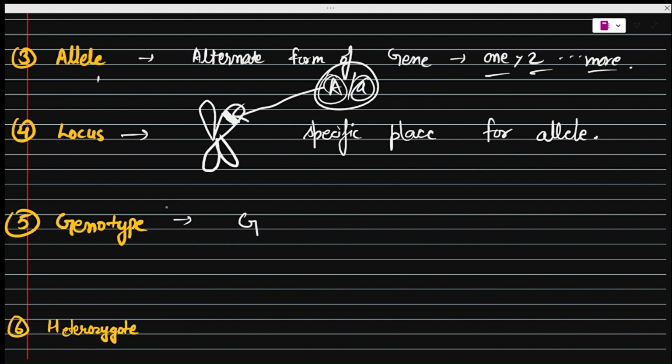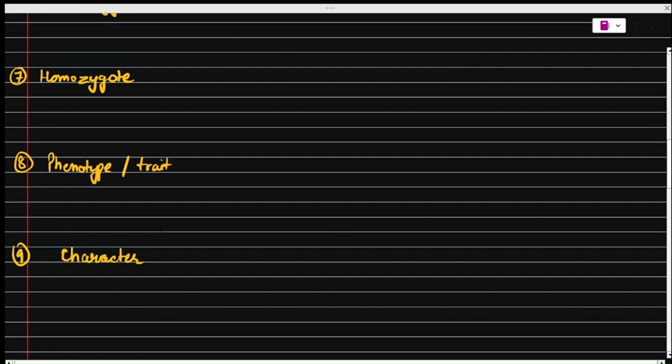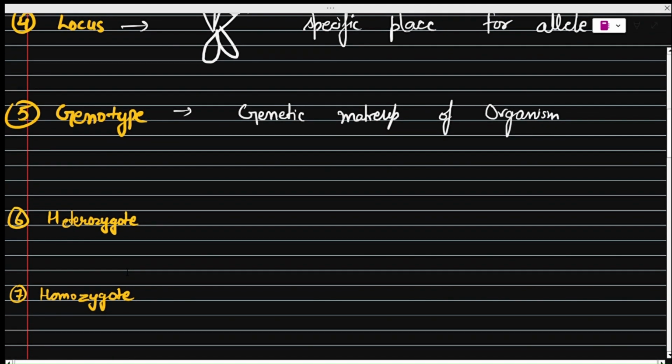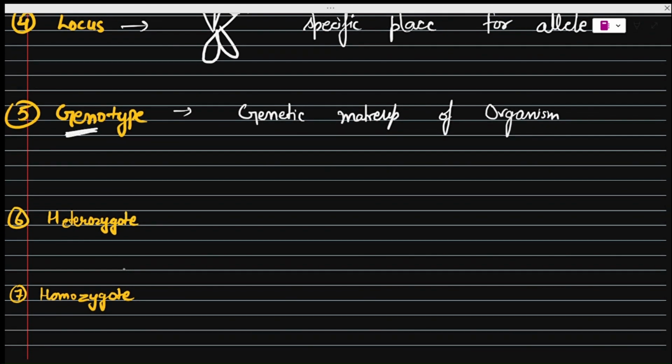Okay. Now after this will come genotype. Genotype is what you call the genetic makeup of an organism. And there must be a phenotype here. This is the physical appearance of an organism. So what I was saying is that genotype is when you look at the genes, or you can say alleles, of an organism, right?